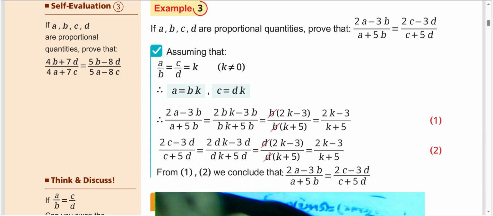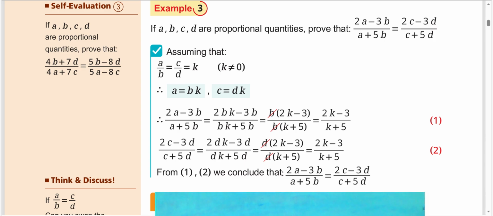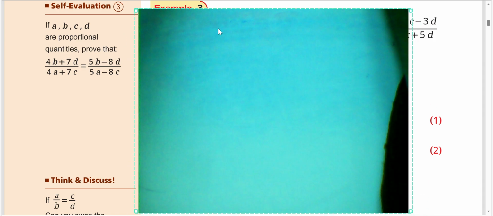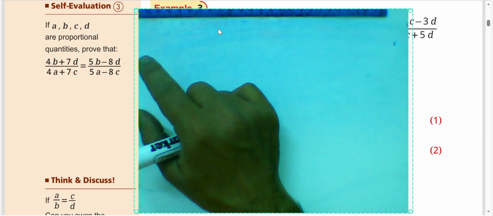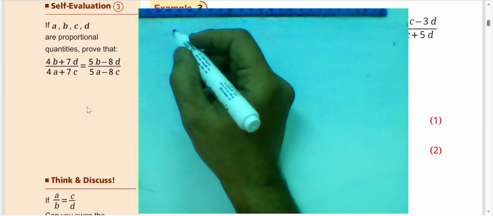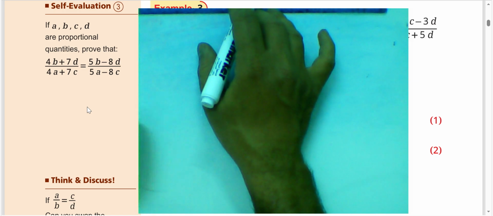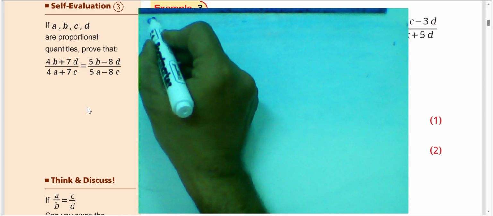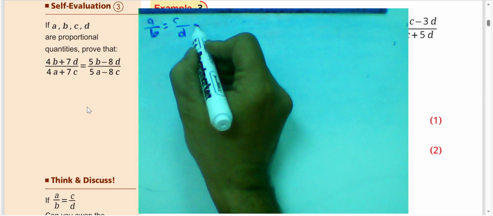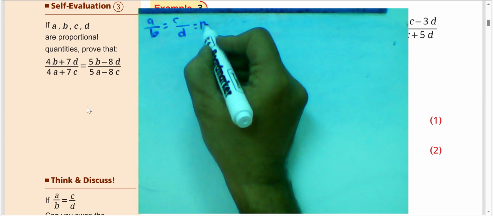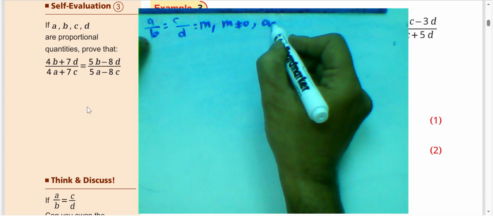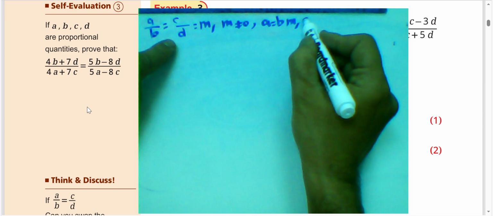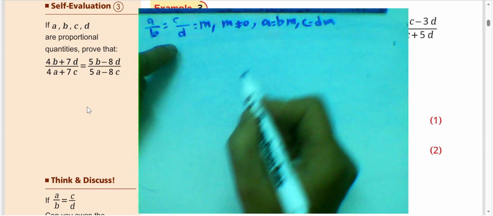Next, solution number 3. First, you can read this example. Number 3 is solved by showing left hand side equals right hand side. Given a, b, c, d are proportional quantities, prove that left hand side equals right hand side. First, if a, b, c, d are proportional, then we can write the ratio a over b equals c over d equals m, where m is a nonzero constant. So a equals b times m, and c equals d times m.